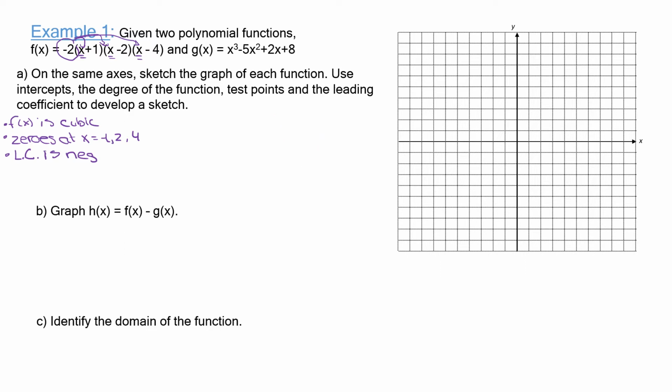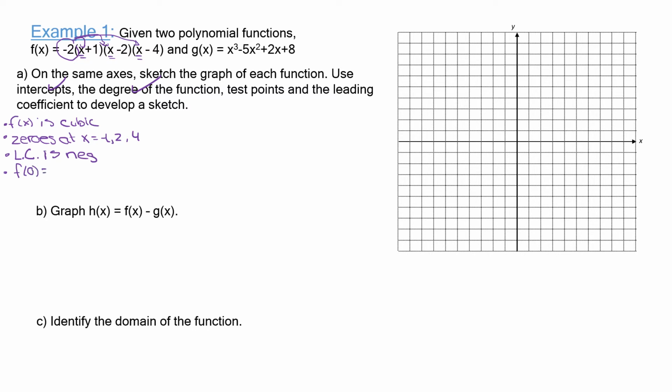What else do we know about it? Let me look at the list we have here. The question says we need to use intercepts. We've got that, those are the zeros. The degree is 3. Test points, we haven't done the test points yet. Test points are good for helping us make sure that we're turning the graph in the right space and that we're above or below the x-axis as we should be. An easy one is always the y-intercept, f of 0. That's an important one to find.